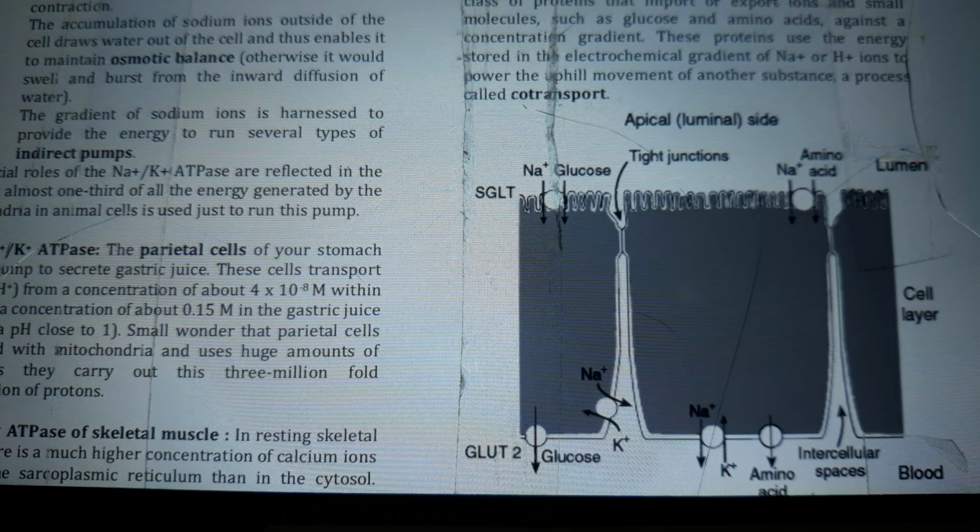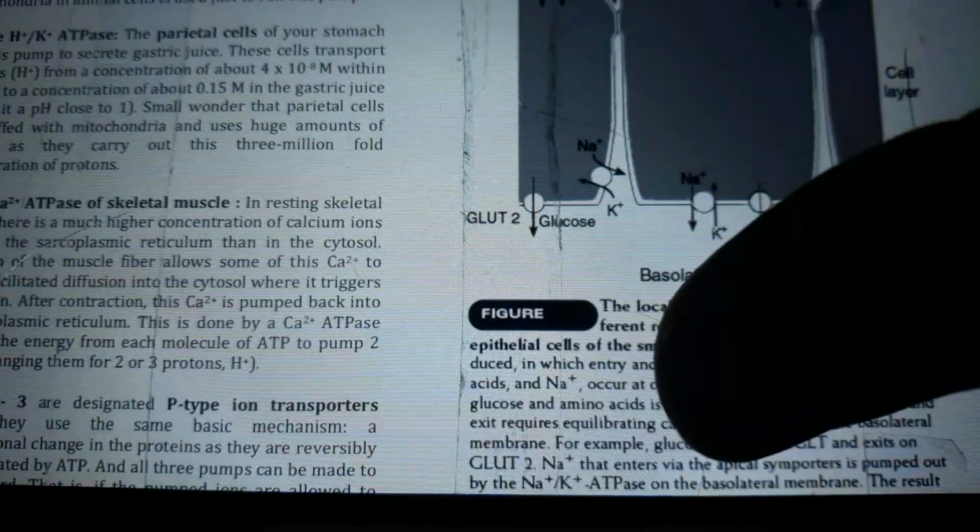Besides ATP-powered pumps, cells have a second discrete class of proteins that import or export ions and small molecules such as glucose and amino acids against a concentration gradient. These proteins use the energy stored in the electrochemical gradient of sodium or hydrogen ions to power the uphill movement of another substance, a process called co-transport.